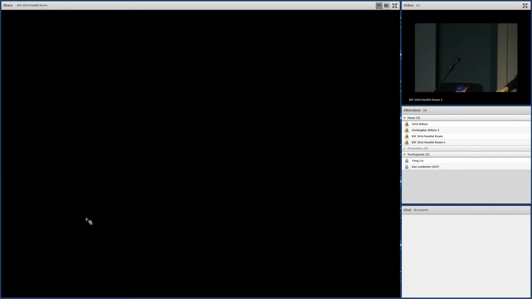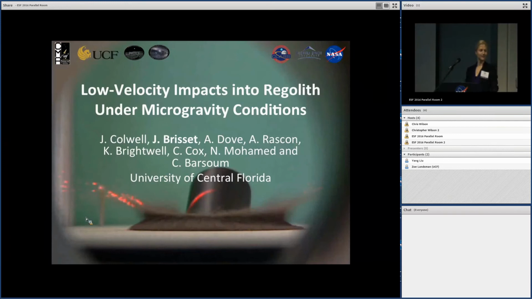Microgravity experiments on the response of planetary regolith to low velocity impacts.